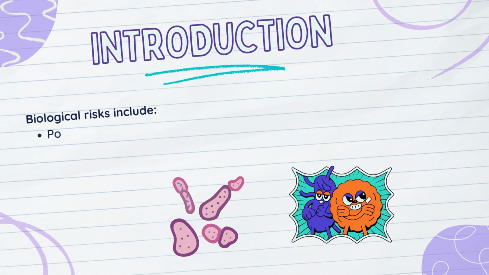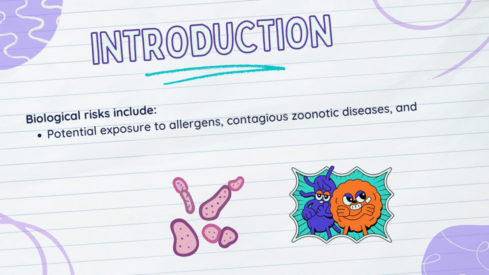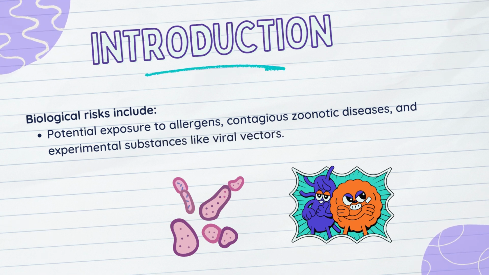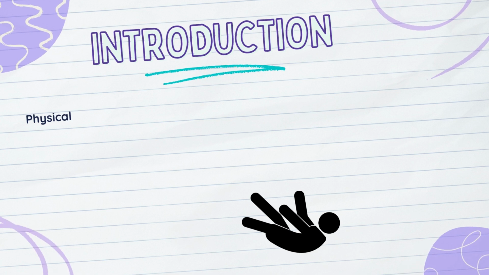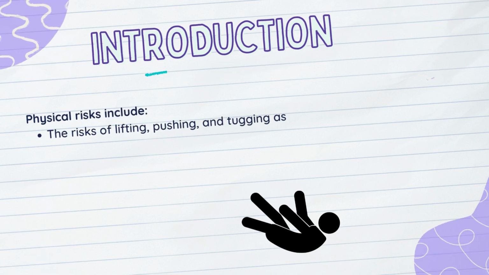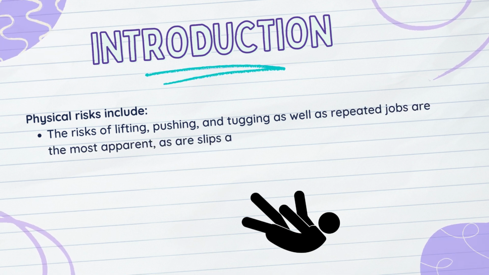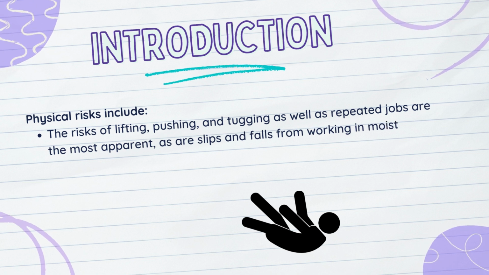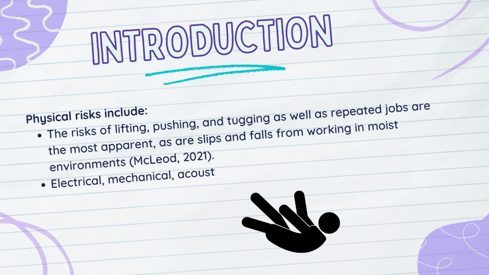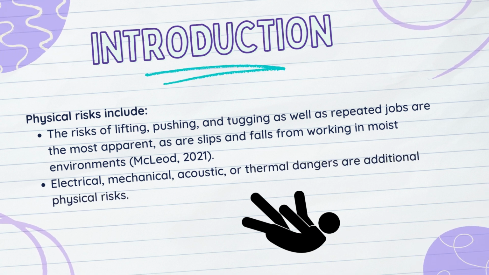As for biological risks, it includes potential exposure to allergens, contagious zoonotic disease, and experimental substances like viral vectors. The final one is physical risk. It includes the risk of lifting, pushing, and tugging, as well as repeated jobs are the most apparent, as are slips and falls from working in moist environment. It also includes electrical, mechanical, acoustic, or thermal dangers.